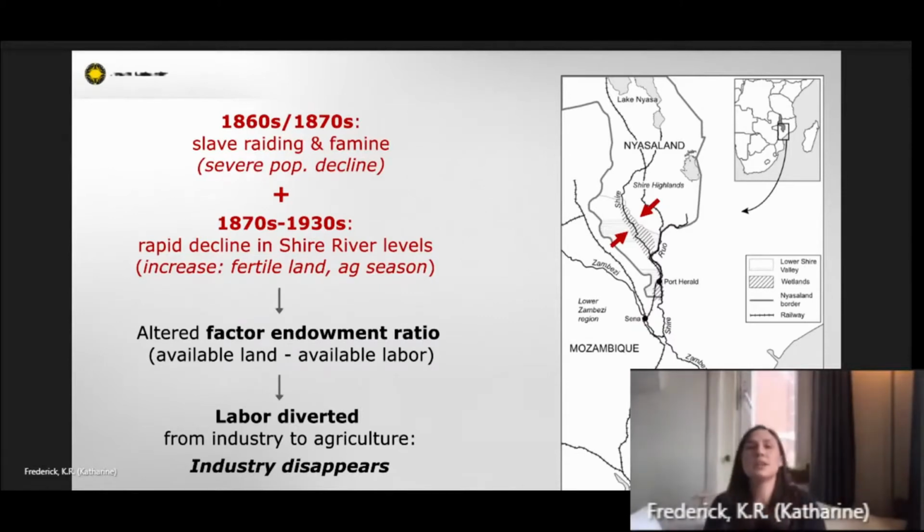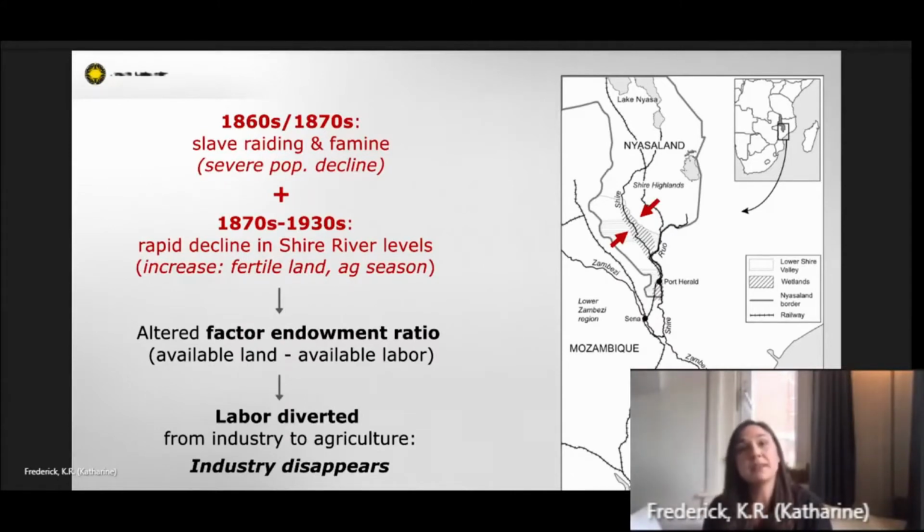So what this demographic and environmental change, happening in a fairly short period of time, essentially causes is it alters what economists refer to as the factor endowment ratio of the region, specifically the ratio of available land relative to available labor. So the availability of land goes up, the availability of labor goes down. Now, this would have a significant impact on the production choices that households end up making within this new context.